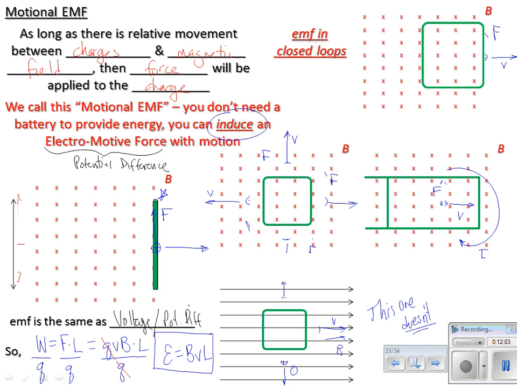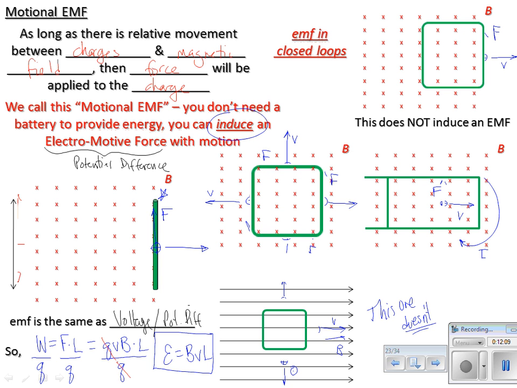Now here, right? The bigger this loop gets, the more magnetic field lines cut through it. And therefore we say that magnetic flux changes. All right, same thing here. Same thing as our next slide.